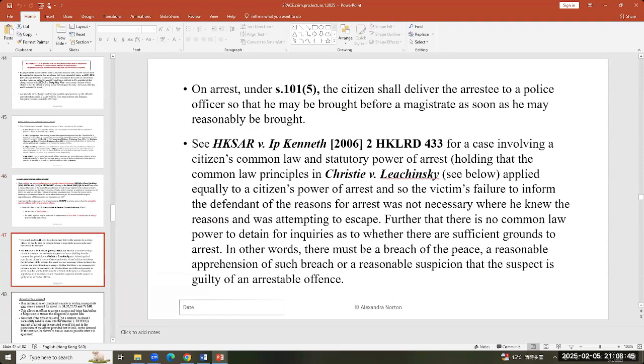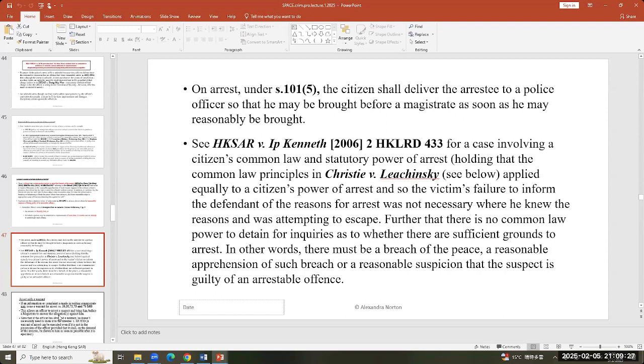If you do ever perform a citizen's arrest, then by subsection 5, you are supposed to deliver the person you have arrested to an officer so that they can be brought before the court. Now, of course, in reality, how do you deliver a person to the police officer? You don't pull them by their hair through the MTR concourse all the way to the police station. You deliver them by making a phone call to the police and restraining them until the police arrive. But the common law principles also apply. So we'll look at this case of Christian Lichinsky.